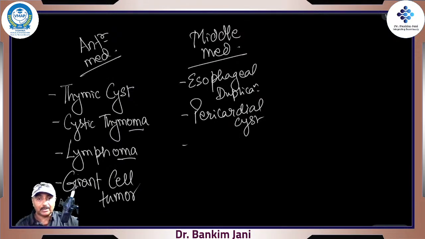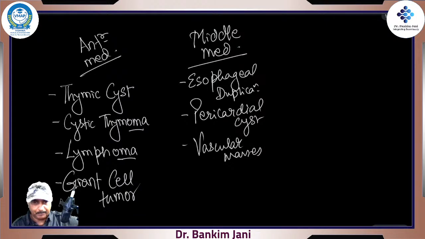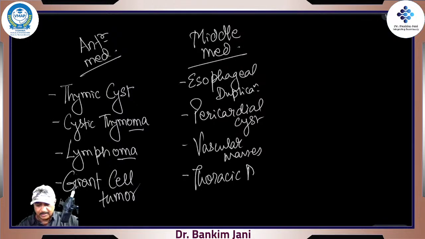Or what we talked about is vascular, those great vessels. So just in general, we write vascular masses. What can really happen? An aneurysm can happen, so that there is a bulge. Or thoracic duct cysts, because that was the structure. So just from the structure itself, you know that these are the things which can occur.